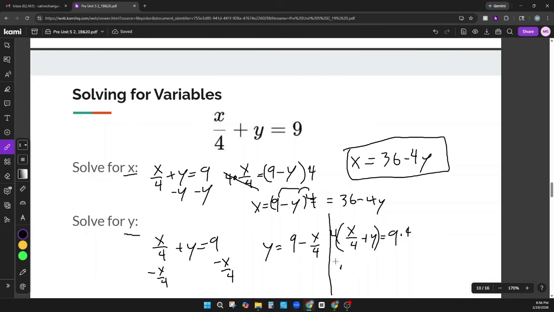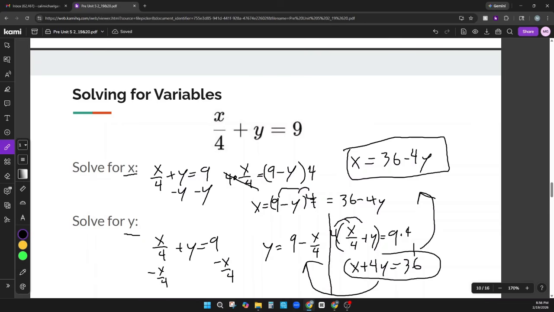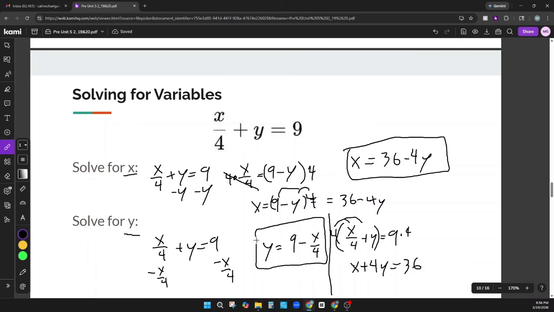This 4 gets distributed in, my 4 and 4 cancel, and this is going to be x plus 4y is equal to 36. You'll notice, no matter if I'm solving for x or for y, even in this simplified form, I'm going to get the same answers. If you don't believe me, go ahead and try it out. Even if you start by multiplying out the fractions because you find it easier, your results should still be the same: x is equal to 36 minus 4y, and 9 minus x over 4 is equal to my y value.